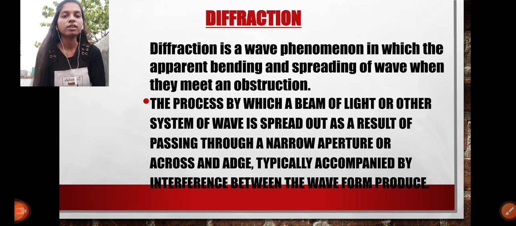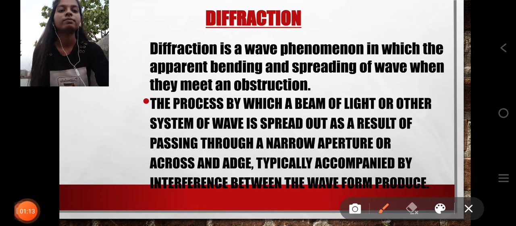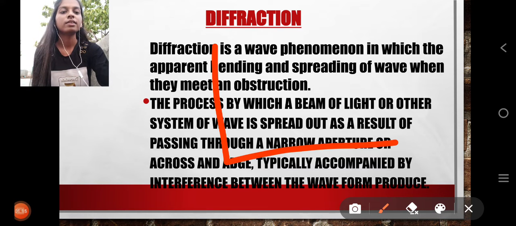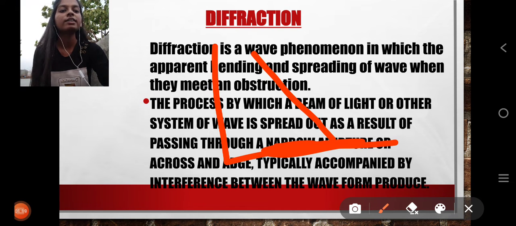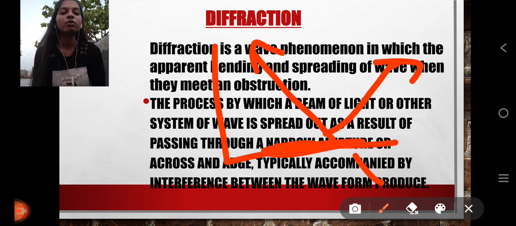Then the diffraction. Diffraction is a wave phenomenon in which there is apparent bending and spreading of the wave when it meets an obstacle. Means, this is a surface. When the X-ray is incident on it, it is not transmitted through it, it is diffracted from the surface. It is called diffraction.